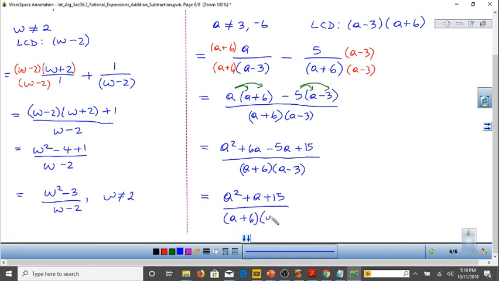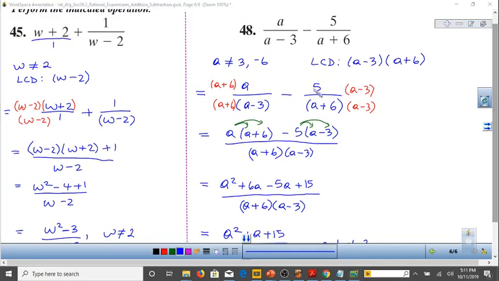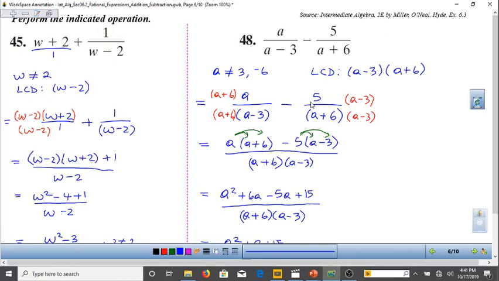And if you're familiar with the discriminant, if you check the discriminant of the top expression, that gives you a negative. If the discriminant is not a perfect square, a positive squared integer, or 0, then the expression does not factor. And of course, we will state our domain restriction. A is not equal to negative 6 nor 3. Let's move on to the next example.